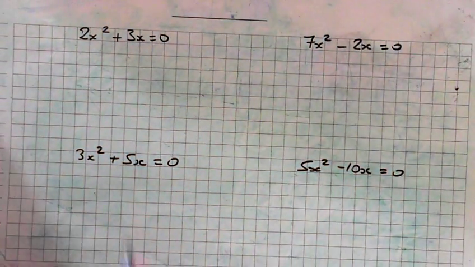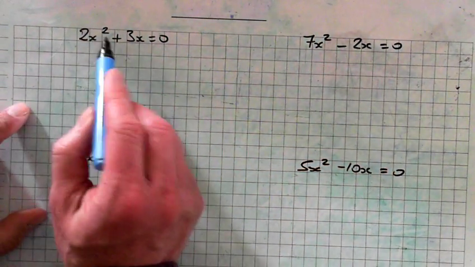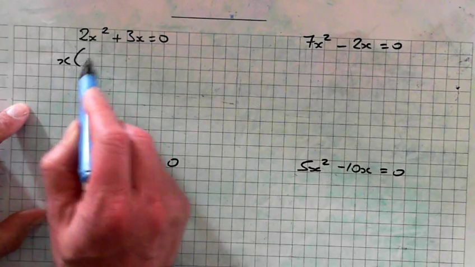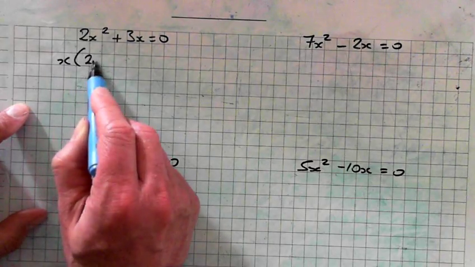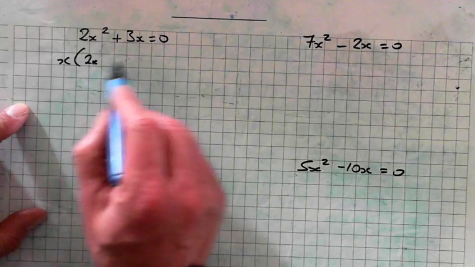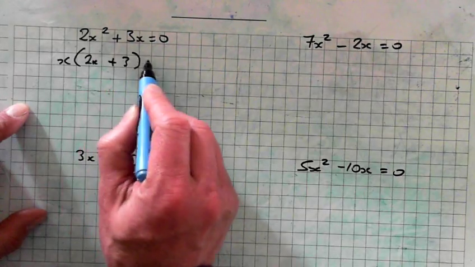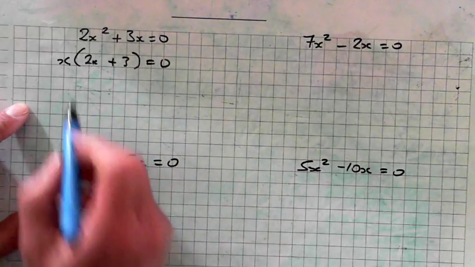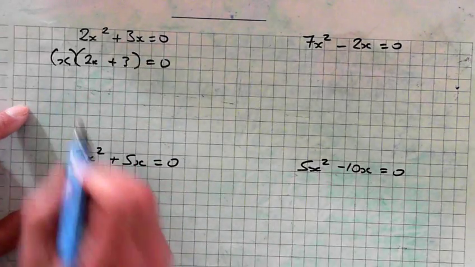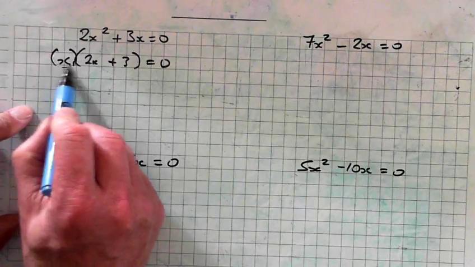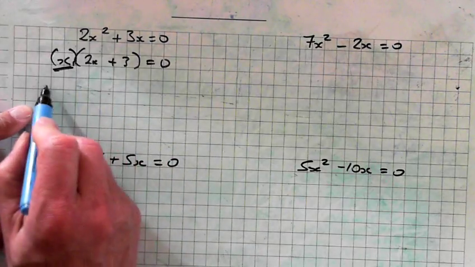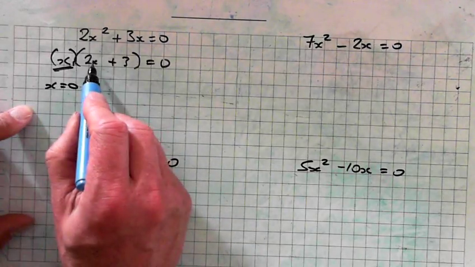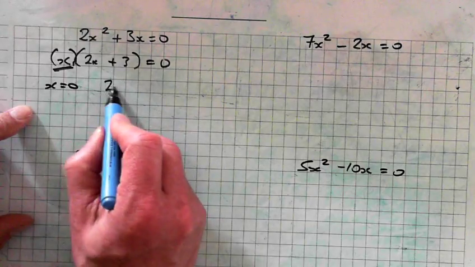Alright, so we'll look at this one first. What can we take out of both? We can take an x out. x times 2x is 2x squared. x times 3 is 3x. See that? Alright, so we can write it like that as well, in brackets. So first of all, we can write x is equal to 0, and then 2x plus 3 is equal to 0.